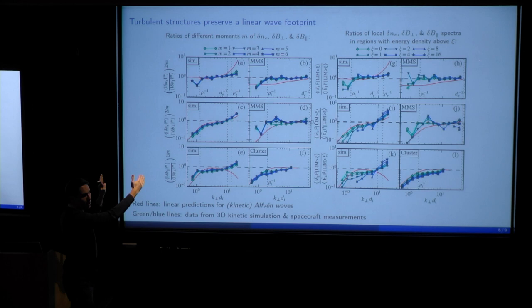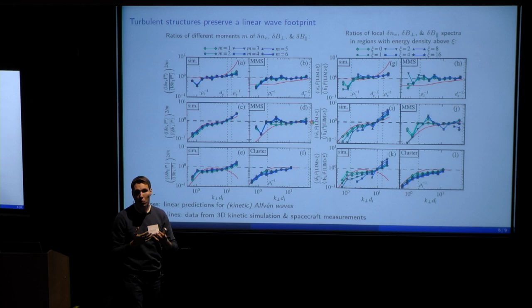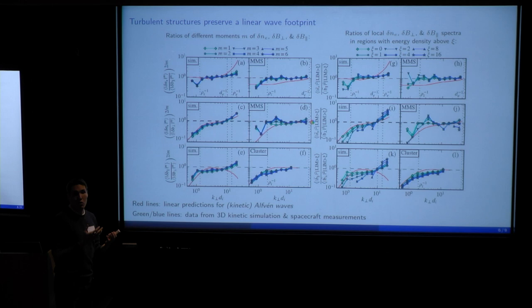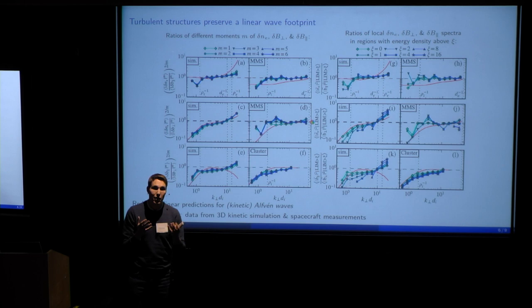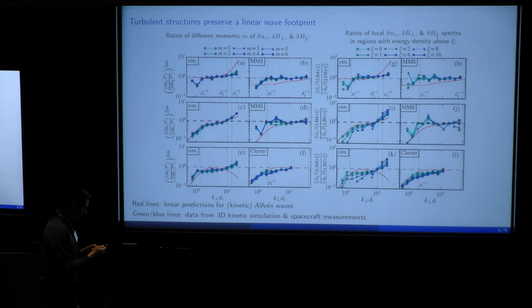And in this range of scales, we find that even if we try to give a higher weight to these more extreme and rare events, the values of the measurements don't change that much. So within order unity, even those rare and intense events are in reasonable agreement with the linear wave predictions. So the structures themselves actually carry a wave character.